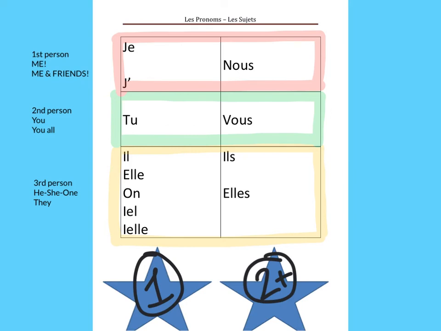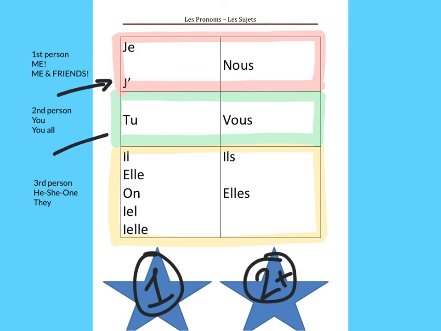Très bien. We just talked about how the chart is organized vertically with singulier in je, tu, il, elle, on, and iel, and pluriel in nous, vous, ils, and elles. So everything that's just one person on the left, more than one person on the right. I wanted to point out that the chart's also organized horizontally. Je and nous form the first person, the most important person that we talk about. Me and me plus friends.